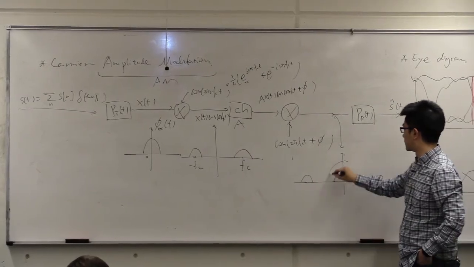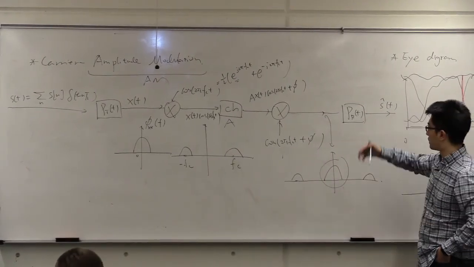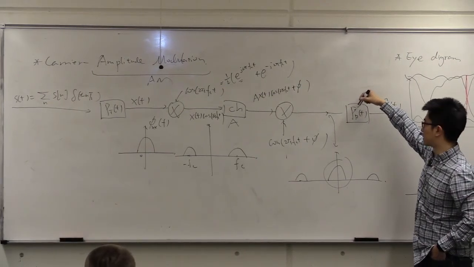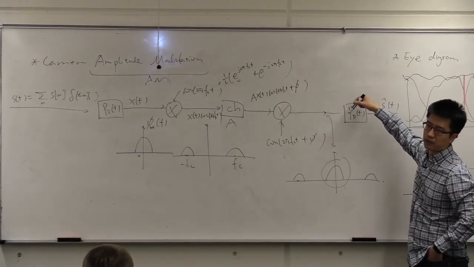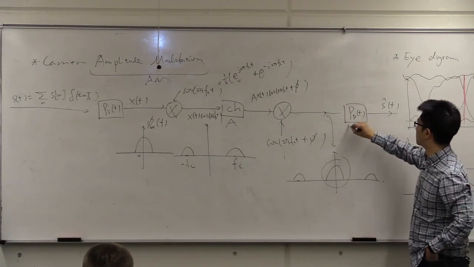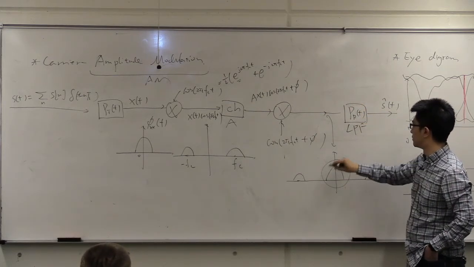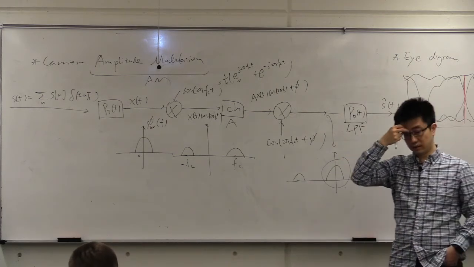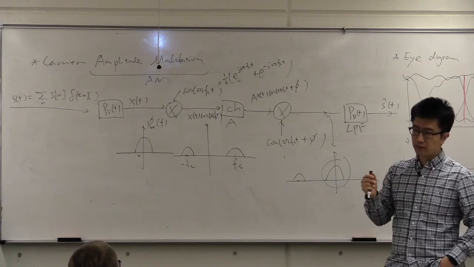Then we'll have this middle part out, and then we pass that through our square root raised cosine filter. Remember, square root raised cosine is kind of like what? Exactly, it's an LPF, basically. We can filter this out and then have our original signal. Does that make sense?